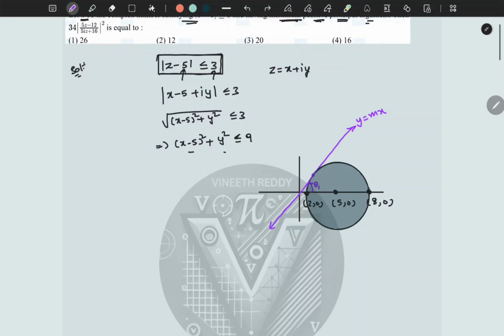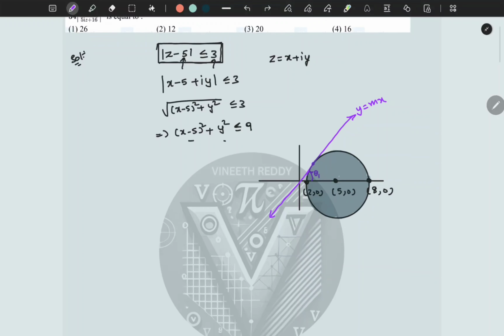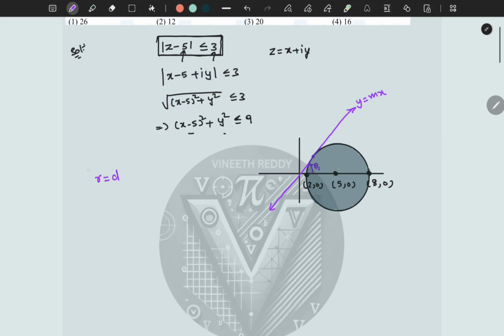So what will we do? We need to find the value of m, right? If a line touches the circle, then we know that the radius will be equal to the perpendicular distance. What is the center of the circle? The center is (5, 0), the radius is 3, and the equation of the line is y equals mx. That means we can write this as mx minus y equals 0.